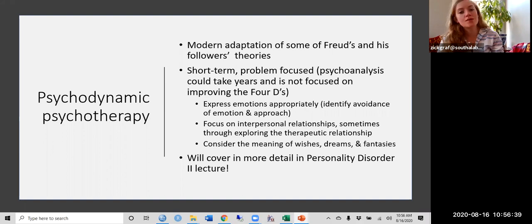Psychodynamic psychotherapy will also consider unconscious processes to some extent. They might interpret dreams or fantasies in terms of how those relate to the person's tendency to avoid emotions and how that relates to the person's symptoms. We're going to talk about this in more detail when we talk about personality disorders, and we're going to be talking with a friend of mine who is a psychodynamic researcher and psychotherapist who studies personality disorders.